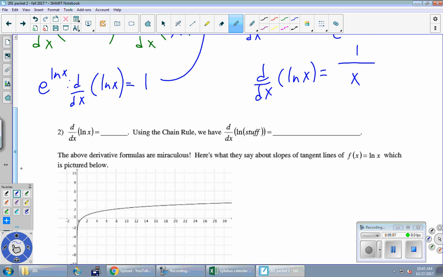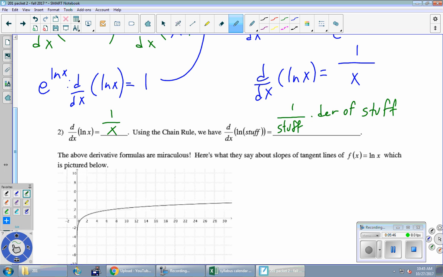So let's fill in the blank in number 2. Derivative of ln of x, we've just discovered, is 1 over x, which we can then extend with the chain rule. Derivative of ln of stuff is 1 over the stuff times derivative of the stuff. And I will point out that derivative of the stuff is not on the bottom. It is tempting to put the derivative of the stuff downstairs because that's where you just put the stuff. That's not right. It's on the side, which means it's really on the top.